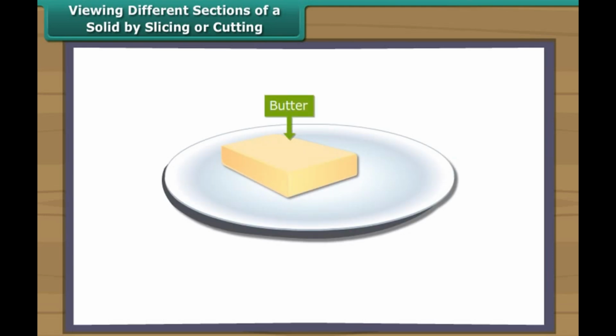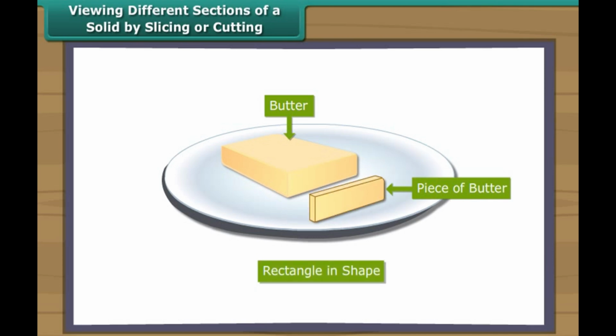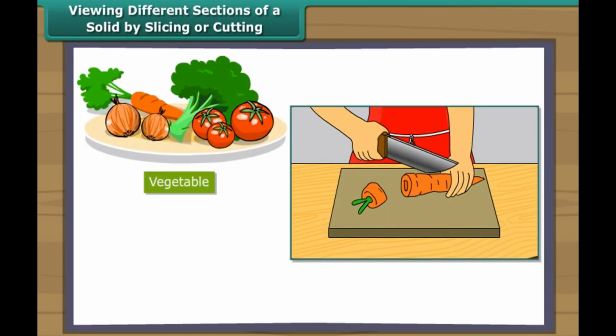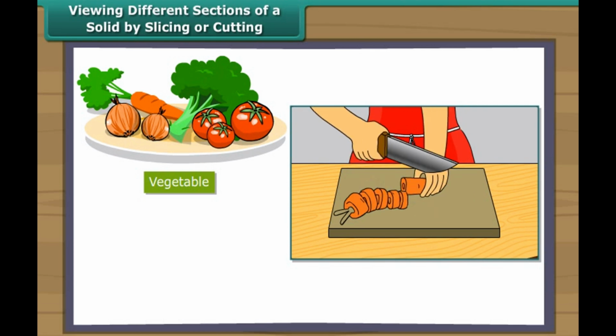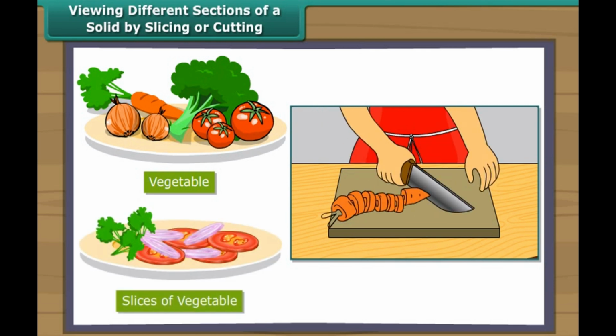Viewing different sections of a solid by slicing or cutting. Now we are going to play a slicing game. We have a piece of butter which is cuboid in shape. Here we slice the piece of butter. Each face of the piece is nearly rectangle in shape, and this face is called the cross-section of the butter piece. So, students, do you like the game? We have much more to go. You must have visited the kitchen, and many a time you have seen vegetable cutting. So after cutting the vegetables, they take different shapes.